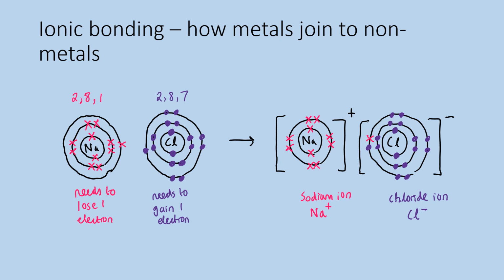So when sodium loses 1 electron, it becomes a sodium ion. It's really important in the exam to state it's now an ion and it has a +1 charge. And so does the chlorine. It becomes a chloride ion, Cl-, with a -1 charge. Those charges indicate how many electrons have been lost or gained.